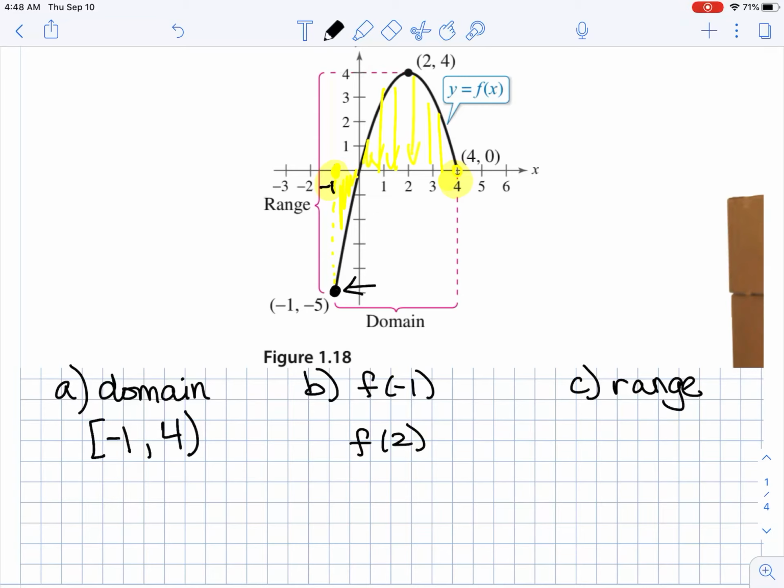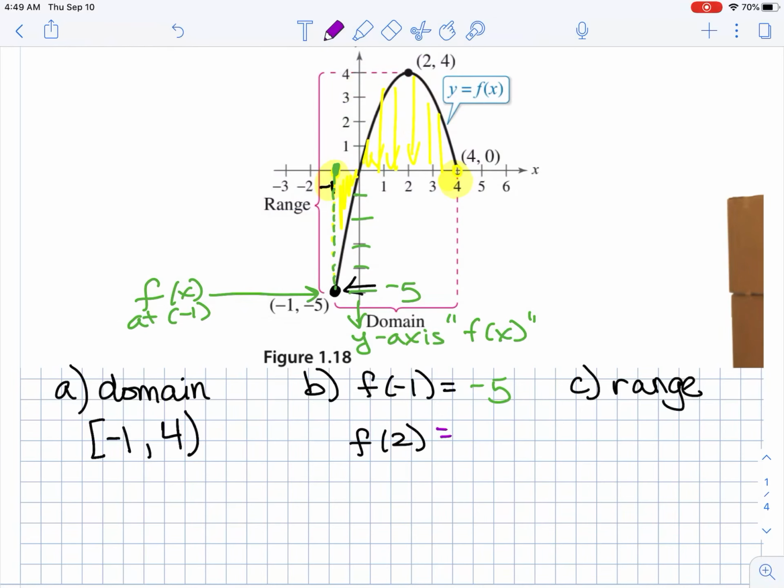Okay. So part B said to find the values of f of -1. All we have to do is find where x equals -1, and we follow that down to our f of x value at -1. If this y-axis is the same thing as our f of x axis, we see that value is -1, 2, 3, 4, 5. So we say it's -5.